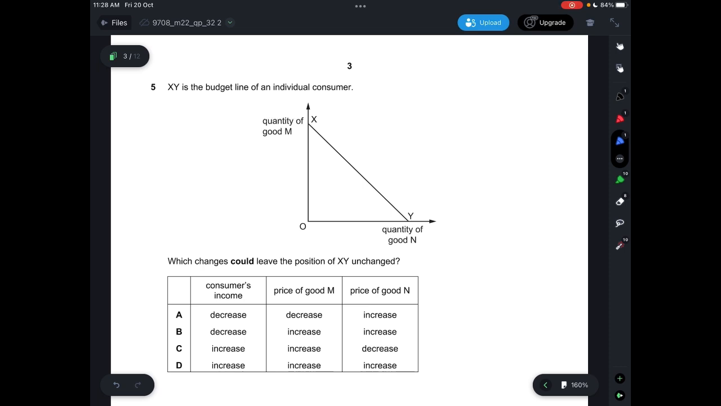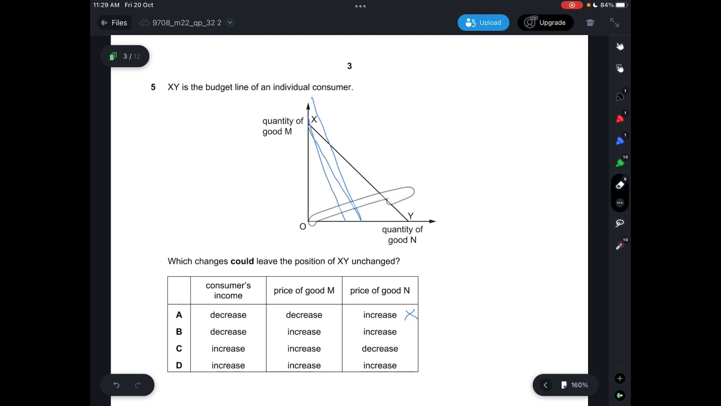A would render the position of XY to be different from what we are seeing right now, because if let's say price of good N increases, then you'll be buying less of good N, for example. Then price of good M decreases, then you'll be buying more good X. And then your consumer income decreases, so you'll be shifted inwards, so A is incorrect.